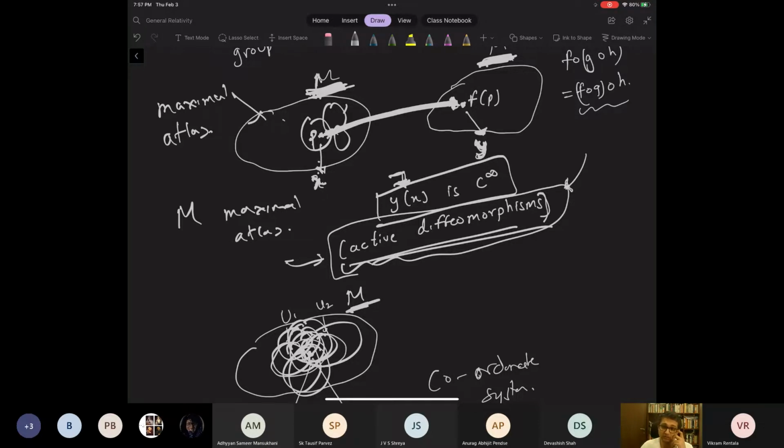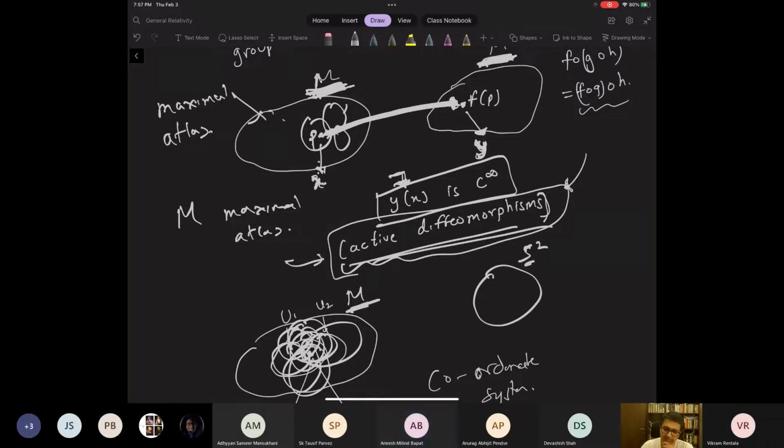Any other comment, Anish? Yes, sir. If you have a sphere, let's say S2, you know that you can cover it with two coordinate charts. And if you are using that kind of atlas, then obviously there's only one sort of passive transformation which is possible, but of course, infinitely many possible active transformations.